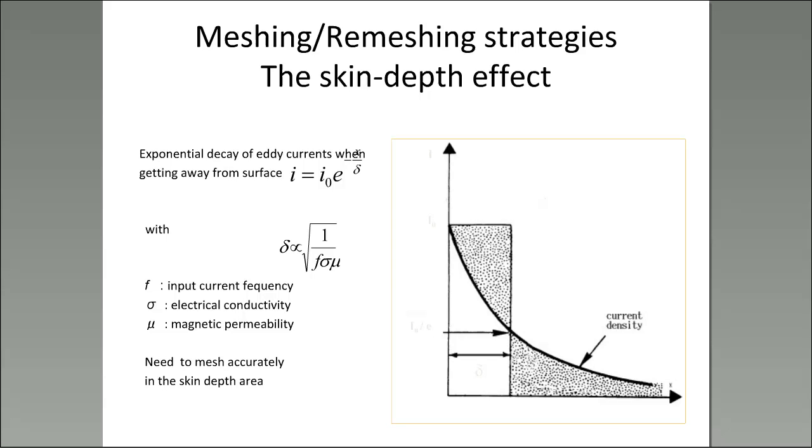And so you need, of course, to mesh accurately in the skin depth area. For instance, when you have non-magnetic materials or ferromagnetic materials, looking at the magnetic field lines, you see that with a ferromagnetic material, for the same frequency, the magnetic field lines tend to concentrate underneath the surface. This is a simple axisymmetrical case of induction heating. However, you see that you really need a mesh which is quite fine in the area which is being heat treated.